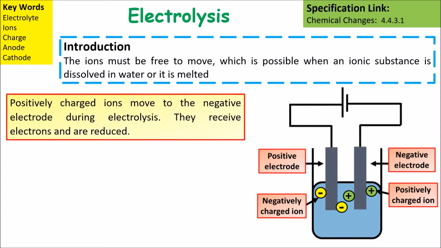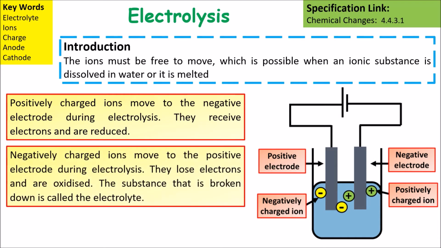So, positively charged ions move to the negative electrode during electrolysis. They receive electrons and are reduced. Negatively charged ions move towards the positive electrode during electrolysis. They lose electrons and are oxidized.